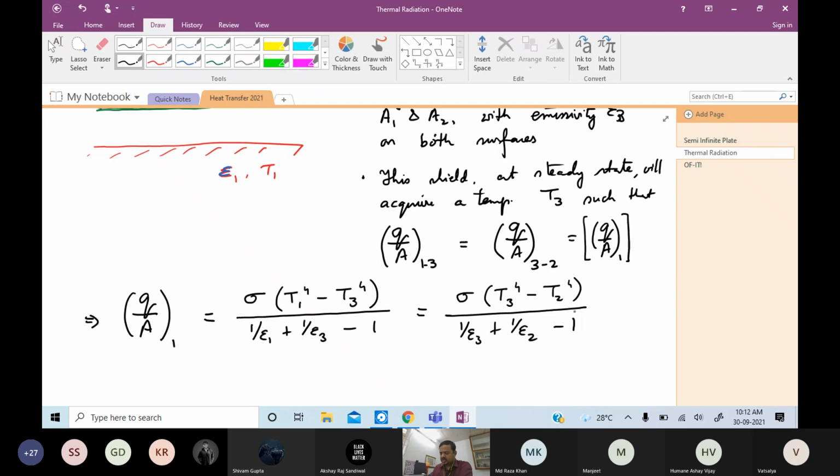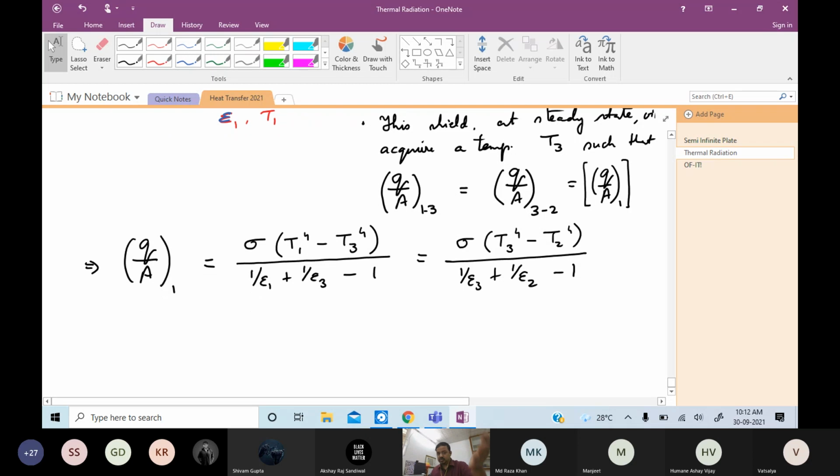My aim is to find out what is Q by A. What is the heat that is lost by plate 1? Net heat loss from plate 1 by radiation. So therefore, which will come to the radiation shield and then in turn be transferred to the surface 2.